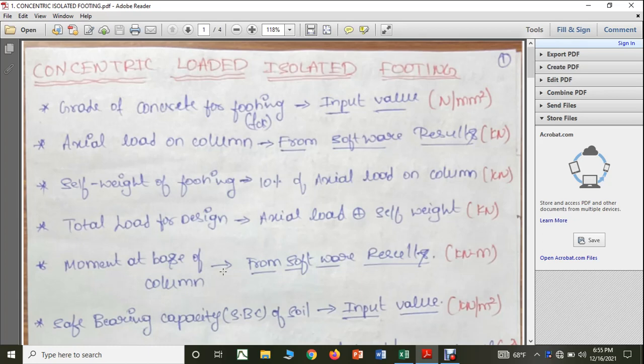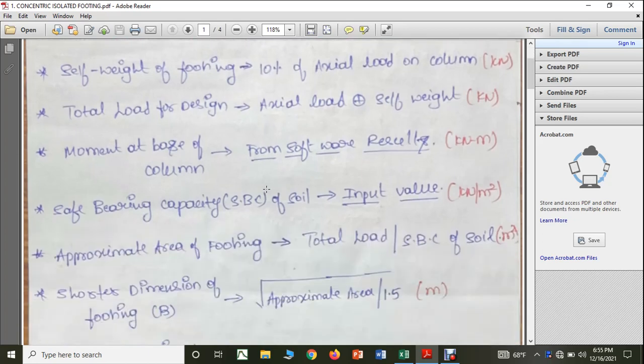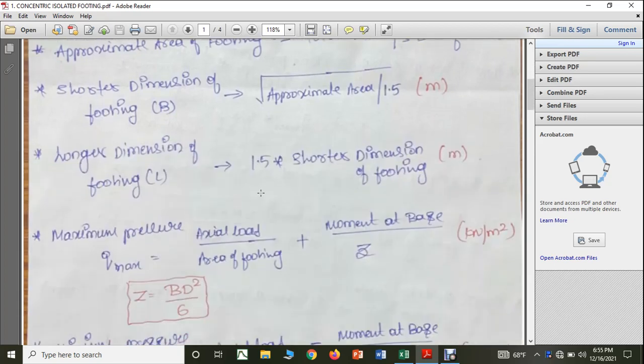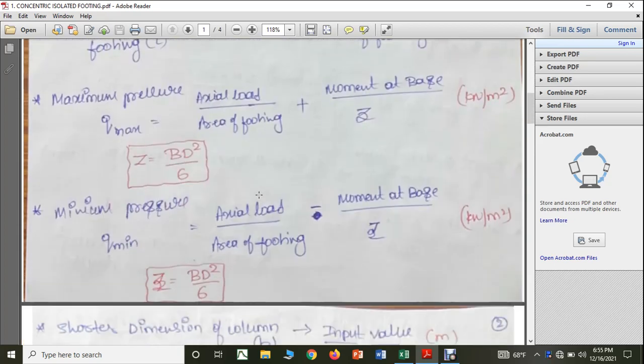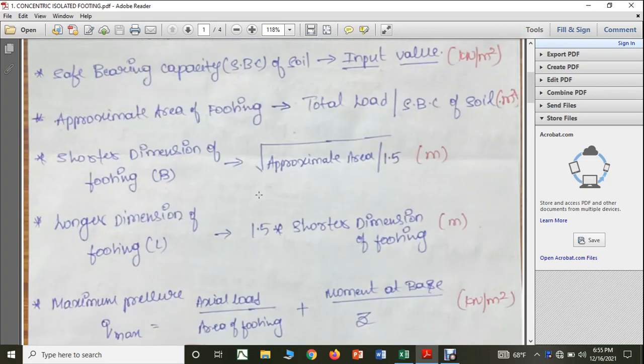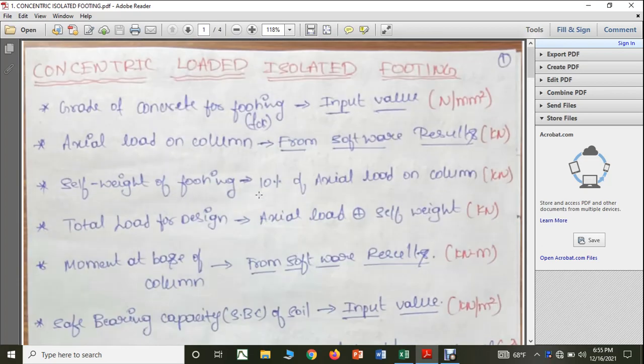In the previous lecture, we completely understood each and every step of the design of the concentric isolated footing. I informed you that in the next lecture we are going to learn how to develop the Excel sheet for this. By developing the Excel sheet, we have to go as per these design steps itself.